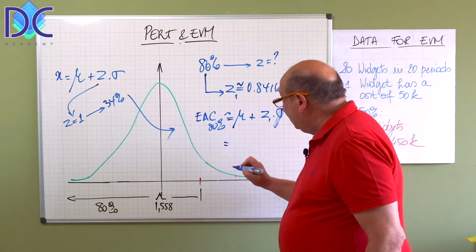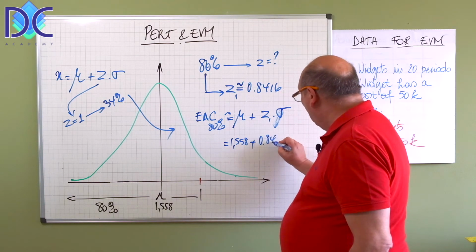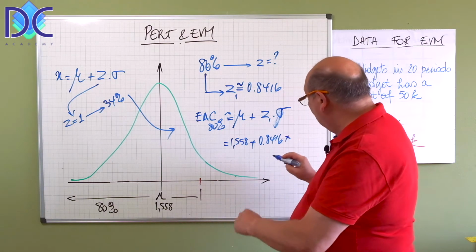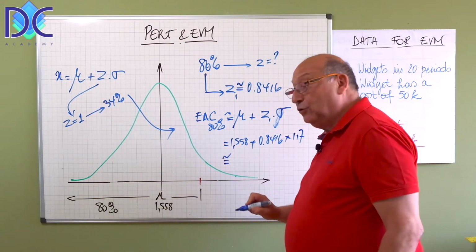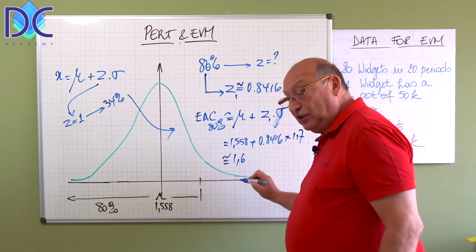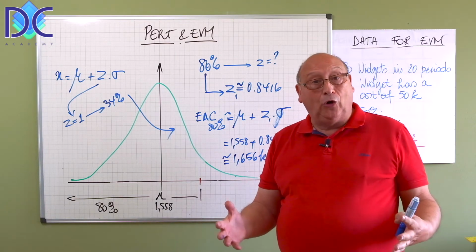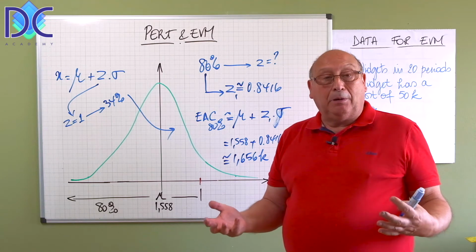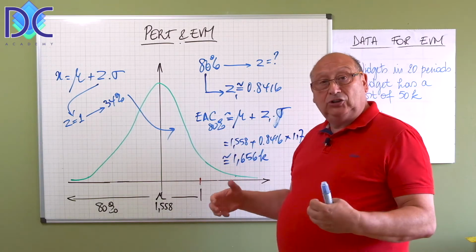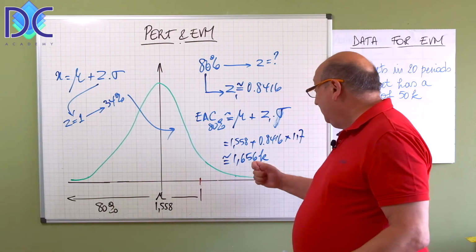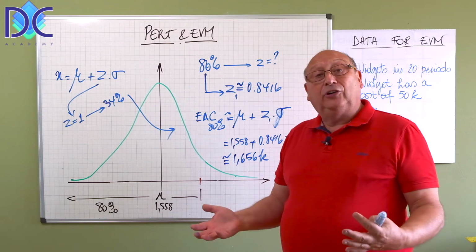Now, when we put that here, mu is 1,558K plus 0.8416 multiplied with the standard deviation 117, we find that this value is approximately 1,656K. It means when I want to be sure with 80% probability, I have to say that the estimate at completion with 80% of probability will be 1,656K. And we can use that for further evaluation.